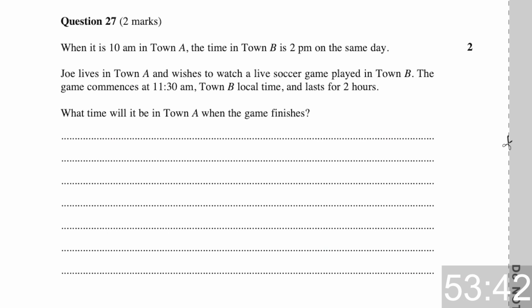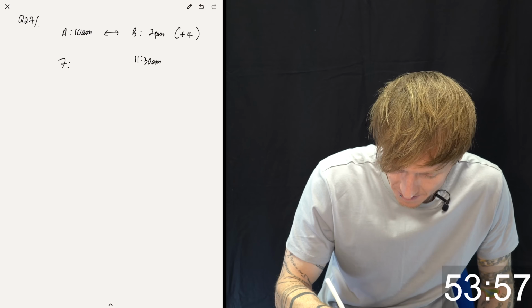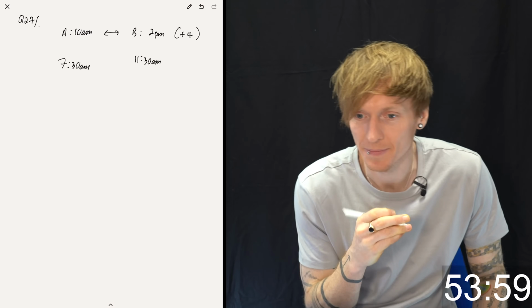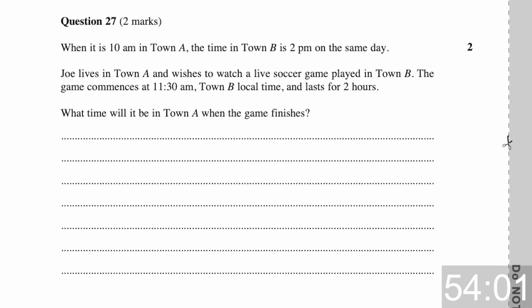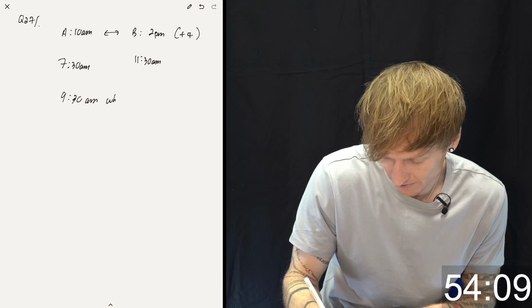Okay. Joe lives in town A and wishes to watch a live soccer game played in town B. The game commences at 11:30 in town B. So if it's 11:30 a.m., then it's 7:30 a.m. in A. What time will it be in town A? It lasts for 2 hours, so 9:30 a.m. when it finishes.